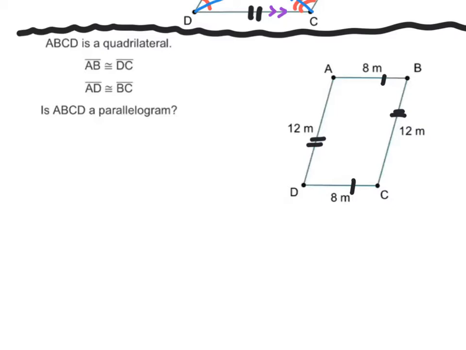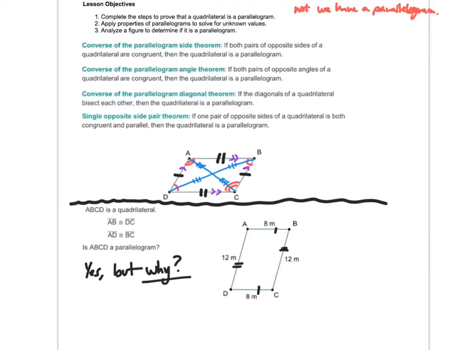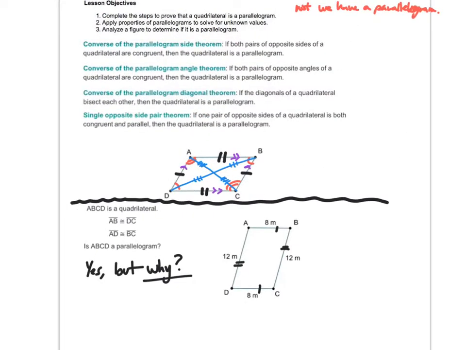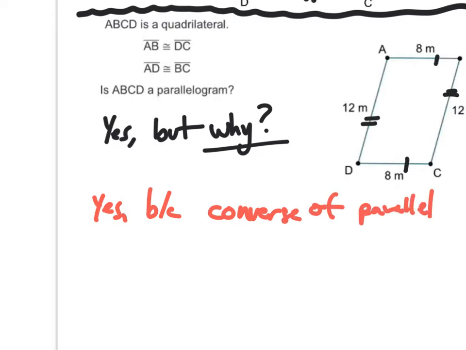So the question is, is this a parallelogram? And the answer is yes, but why? That's the question. You have to be able to answer that why part. When I look back and it says opposite sides are congruent, then I have a parallelogram, and it's from this first one. So the reason why is that it's the converse of the parallelogram side theorem. So it's yes because of the converse of the parallelogram side theorem.